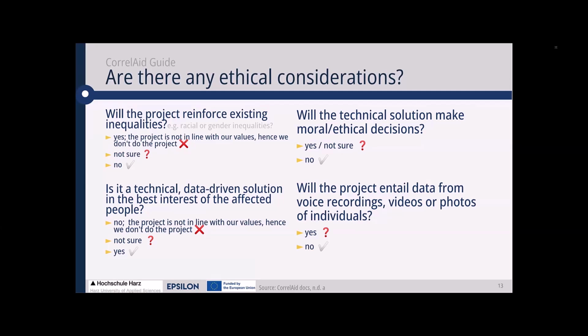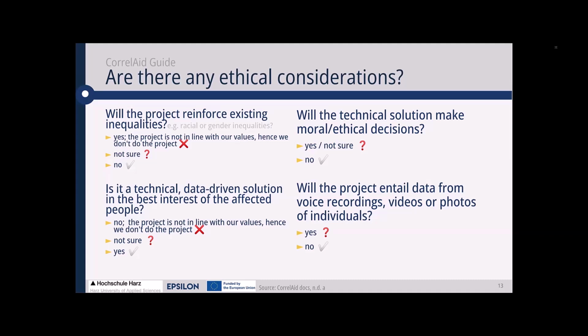The next thing is the project itself. Is it a technical data-driven solution in the best interest of the people, or is it a data-driven solution in the interest of just one person who is really pushing to solve this issue, or who has her or his own agenda, or is it a solution which is supported by the whole society, which is affected by this? And here you should clearly vote with a yes. If not, you should think about the project itself.